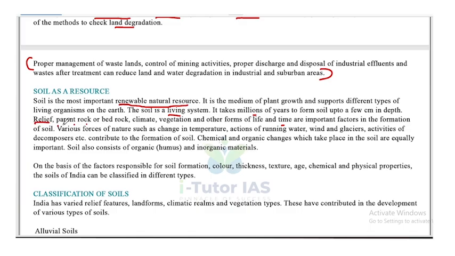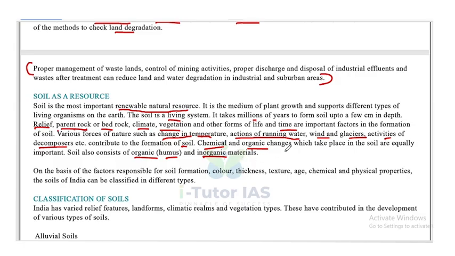So, relief, parent rock or bedrock, then climate, vegetation and time. So these are some important factors that cause the formation of soil. Various forces of nature such as change in temperature, actions of running water, wind and glaciers, activities of decomposers, etc. contribute to the formation of soil. So these also contribute to the formation of soil. That is various natural forces such as change in temperature, action of running water, wind and glaciers. Soil has humus and inorganic material. Humus means its organic components.